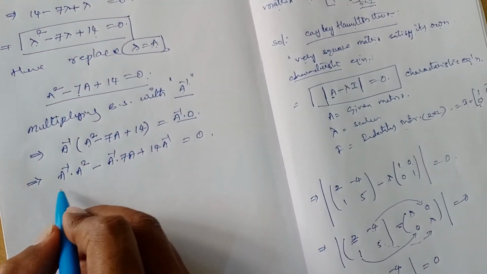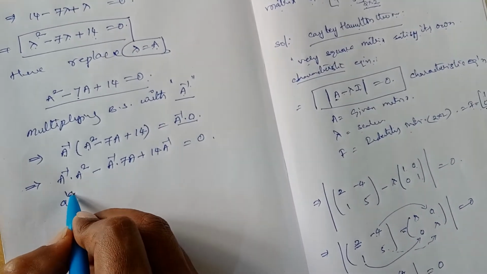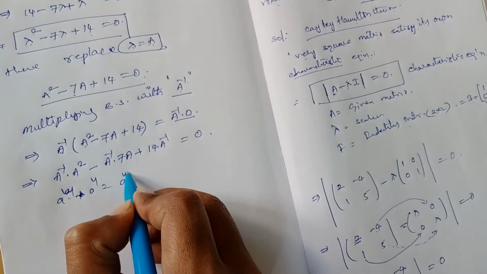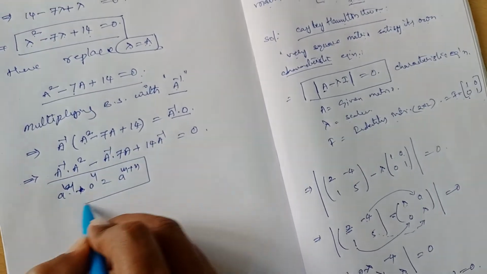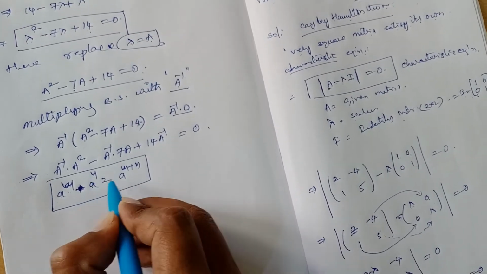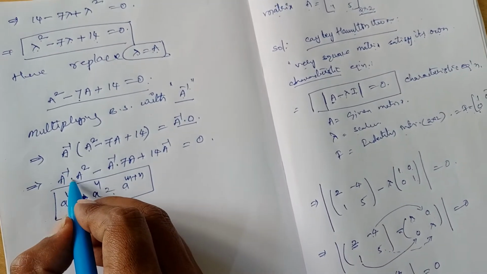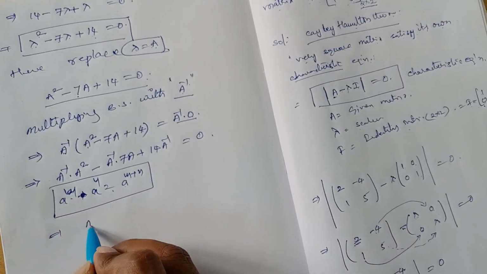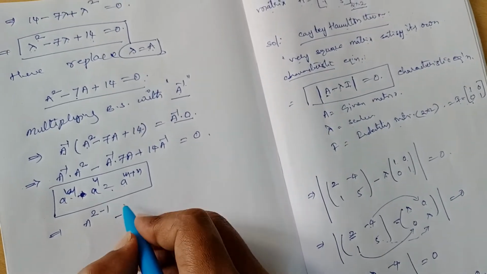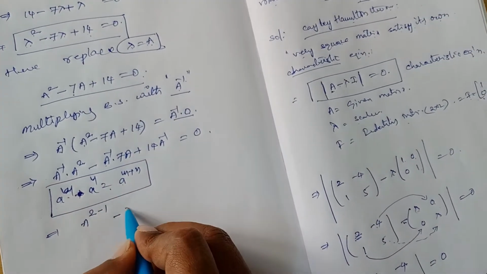See here we know that A power m into A power n is equal to A power m plus n formula. So here A power minus 1 into A square is equal to A to the power 2 minus 1. Next here, A inverse into A, both get cancelled, it is I.